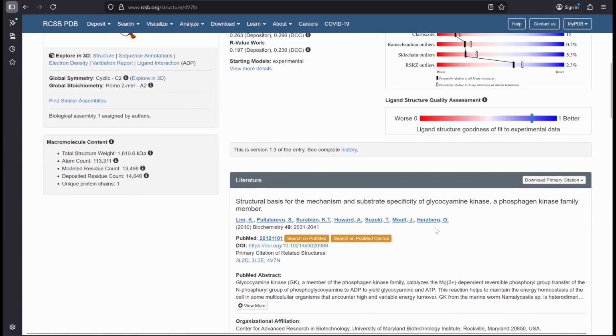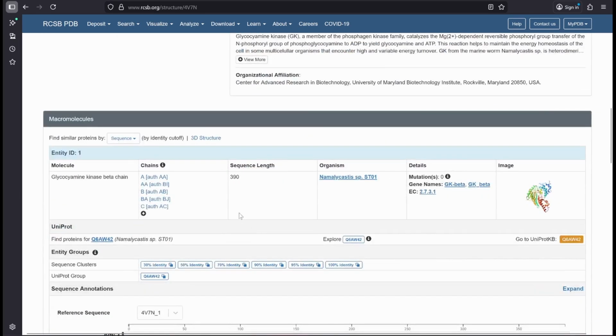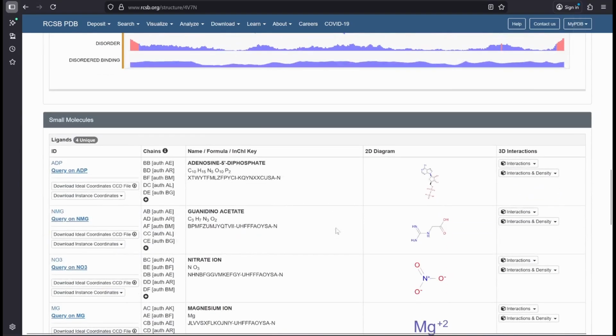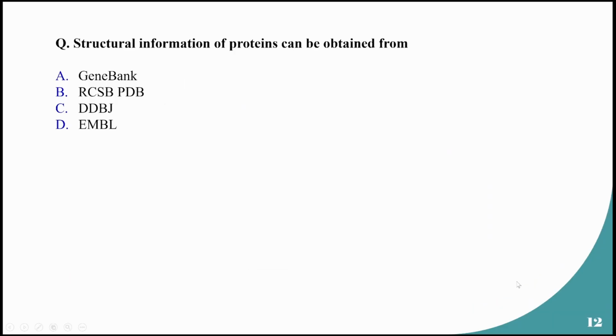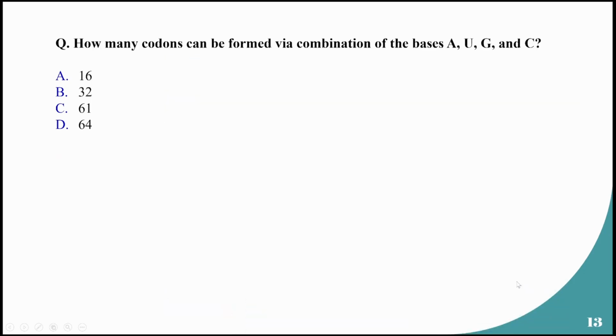Okay, you will have the associated literature as well, and any available small molecule that is attached to it, possibly you will get it through here. For example, here is an ADP also, right? So that is a co-crystallized molecule. Okay. So yeah, that was RCSB PDB.